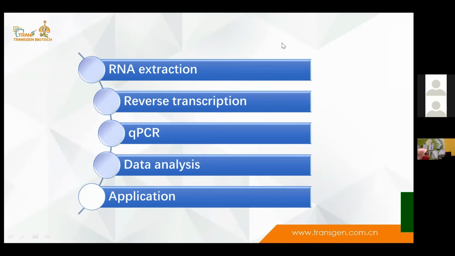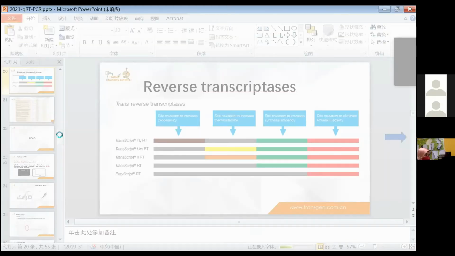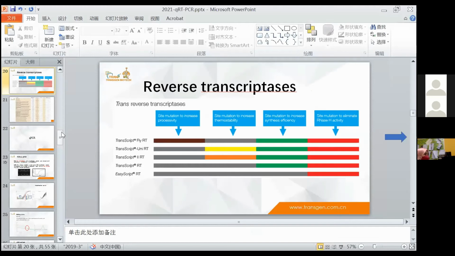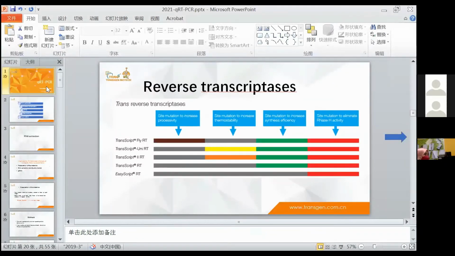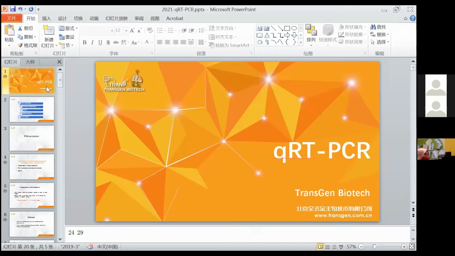Okay, there are some questions here. First one, usually I get only one band on the gel electrophoresis of my RNA from human cells.